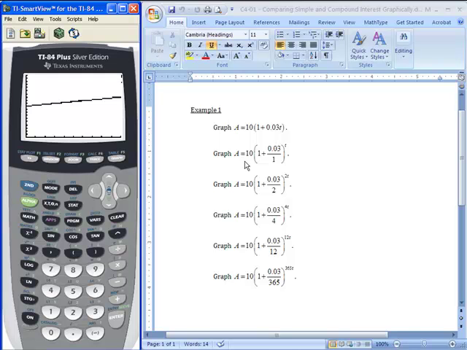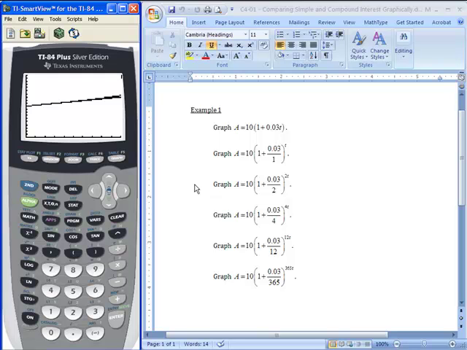We see some action going on here. Not a lot of difference in these lines so far, at least not out at 10 years. We're just going to let the calculator go. Since they're so close together, I'm not sure exactly which one is being graphed at the moment, but we are starting to see a little bit of separation up here.